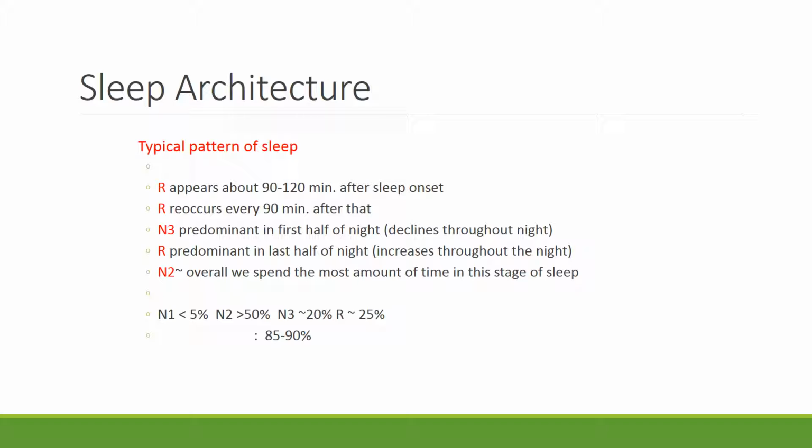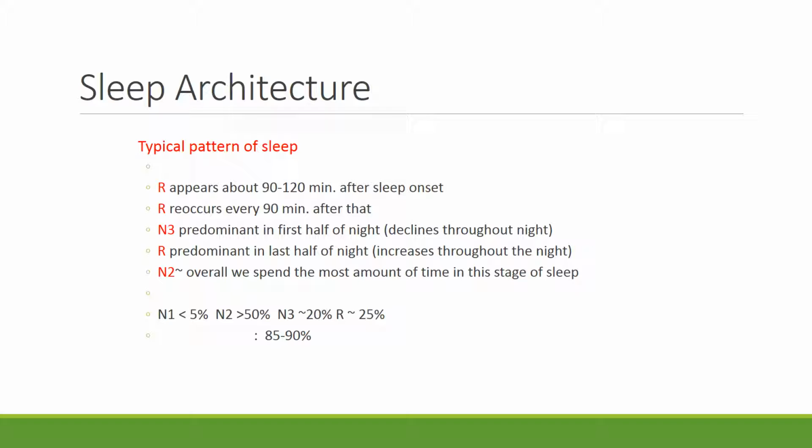Then the pattern would repeat, so we might go back to stage N1 and then go into N2 and then N3 and then REM, and this time in REM we'd spend more time, and this would repeat 4 to 6 times in one night. As I mentioned earlier, stage R or REM appears at about 90 to 120 minutes after sleep onset. REM usually occurs every 90 minutes after that, so your sleep cycle repeats about every 90 minutes.